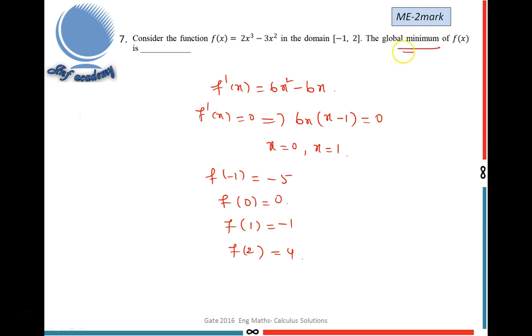You have to find the global minimum, absolute minimum. Here the minimum value is minus 5. So the answer is minus 5. The final answer is minus 5.